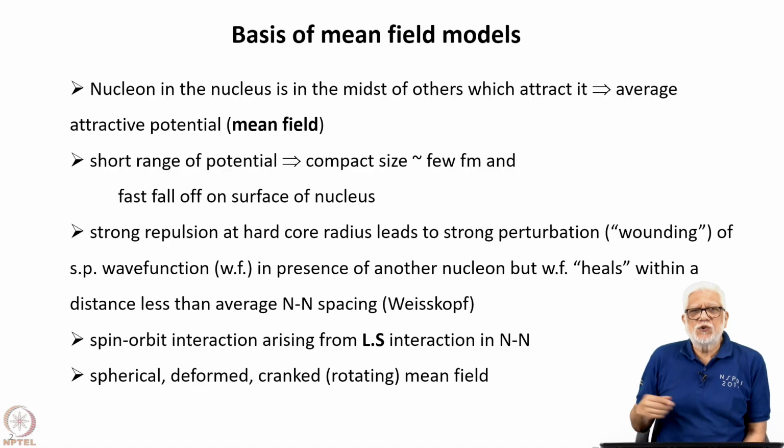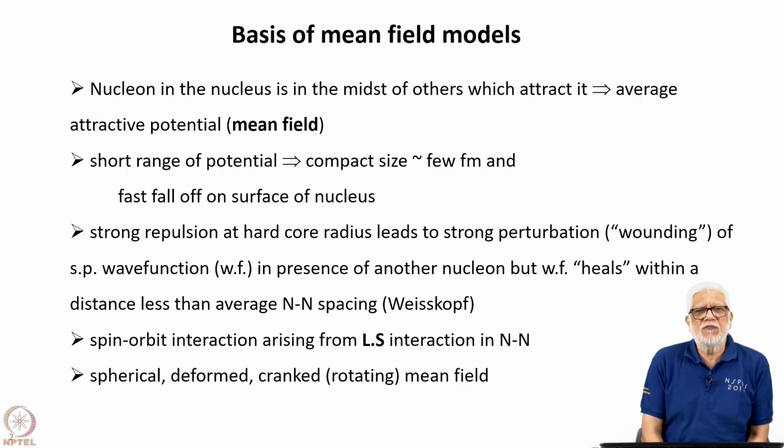So the basis of these so-called mean field models is that when you have a nucleon in a nucleus, it gets attracted by all the nucleons surrounding it. So there is an average attractive potential, and that's the so-called mean field. The short range of the potential, what do you mean by short range? Of the order of 1.5 Fermi or so, which is decided by the pion Compton wavelength, means that the potential falls off pretty fast on the surface of the nucleus. So the nucleus surface is fairly well defined.